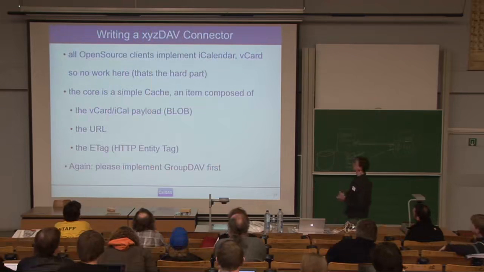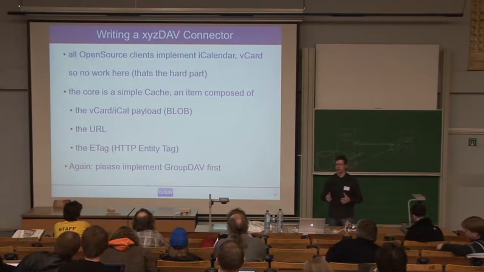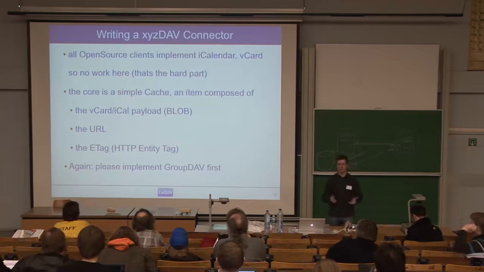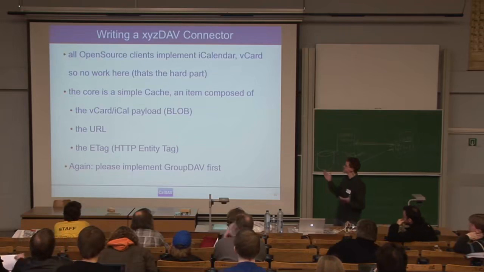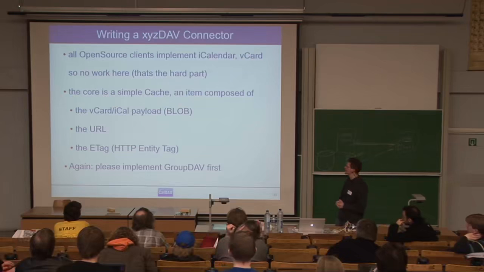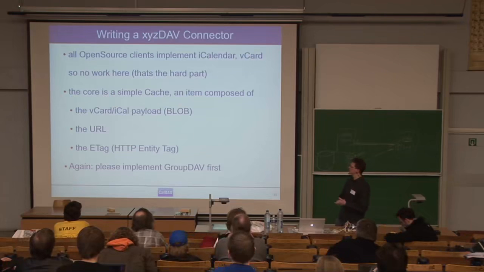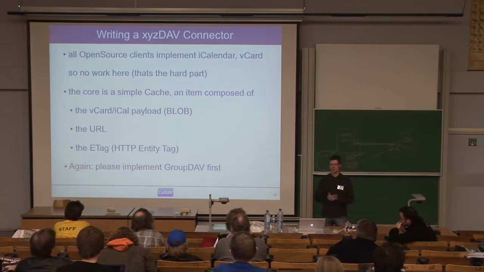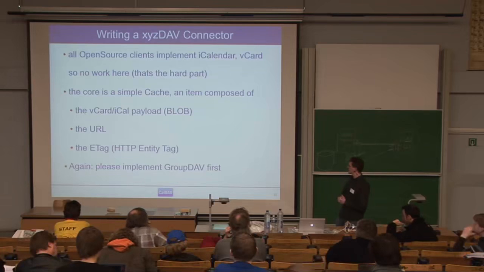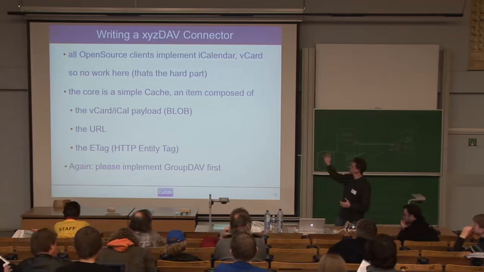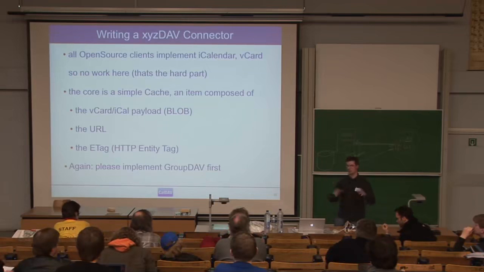So my section about actually writing such a connector. As I said, it shouldn't be that hard, because all the open source clients already implement the hard stuff, which is parsing and processing iCalendar and vCards. This is all done. All of the clients can do that. So what we need to add is basically a simple cache, which keeps items retrieved from the server together with the ETag and the URL. So it's pretty easy.